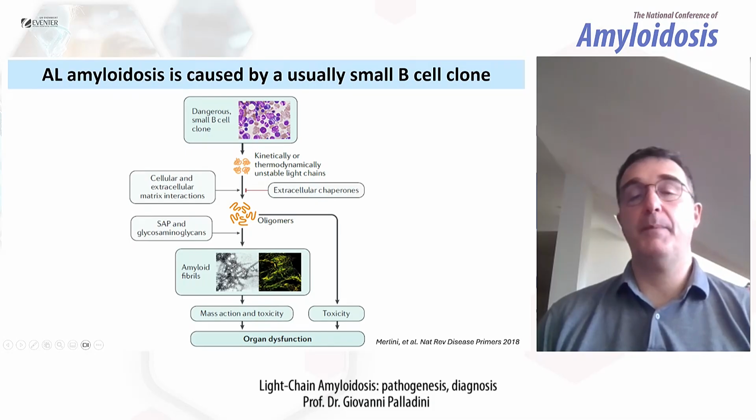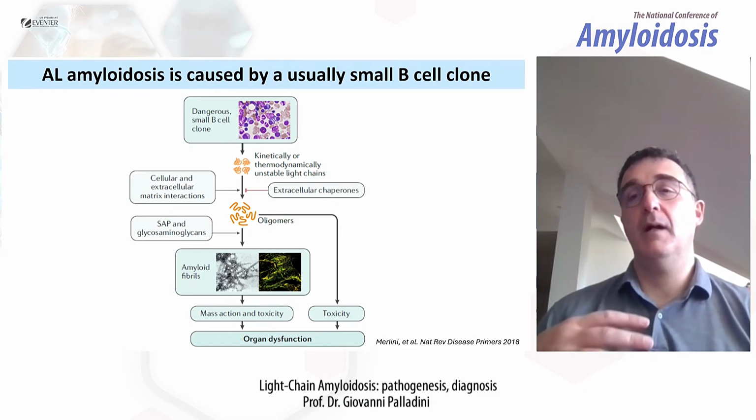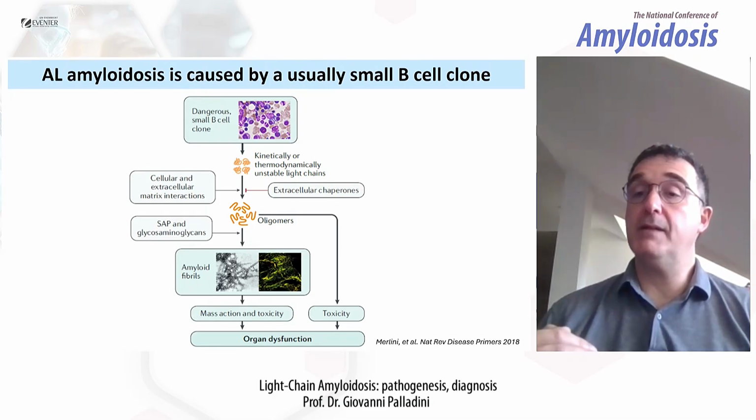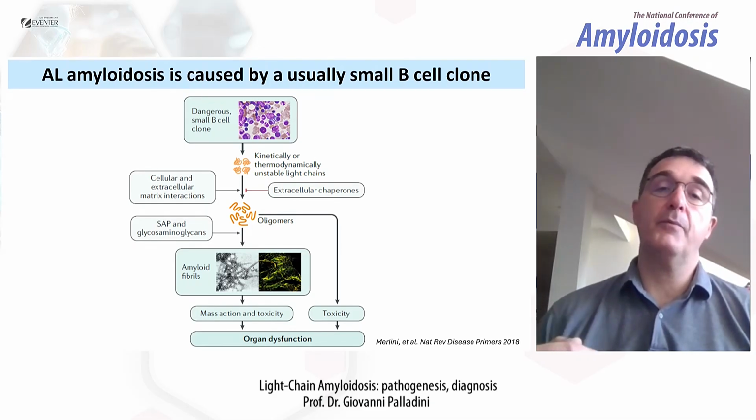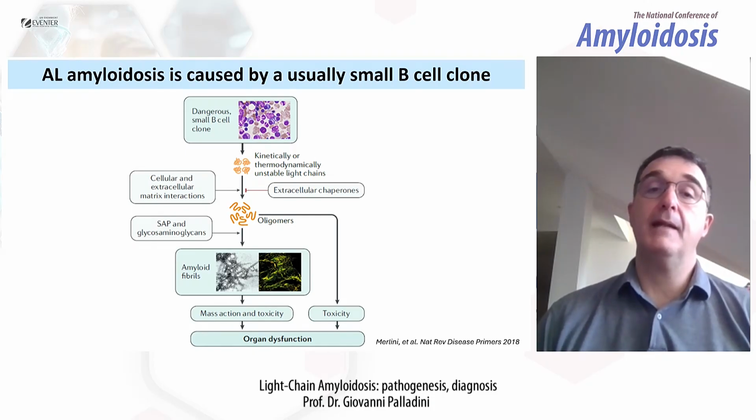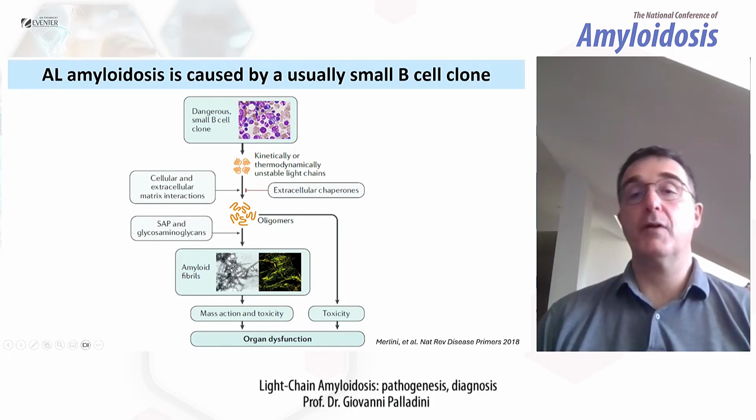So this toxic part of the pathogenesis of the disease is an explanation of how the light chain amyloidosis can progress fast, but also is the reason why, as you will hear from Professor Kastritis, when you can reduce the concentration of the circulating precursor, then you can have a relatively rapid improvement of organ dysfunction.